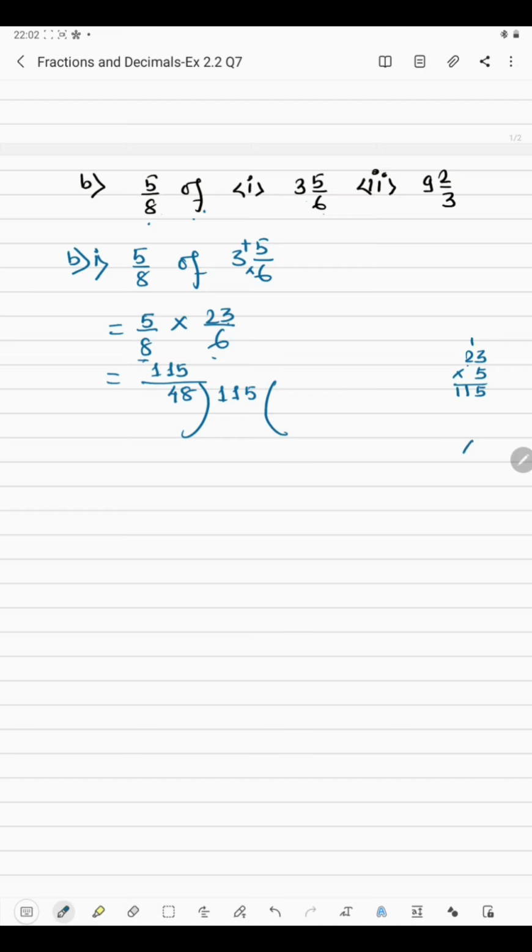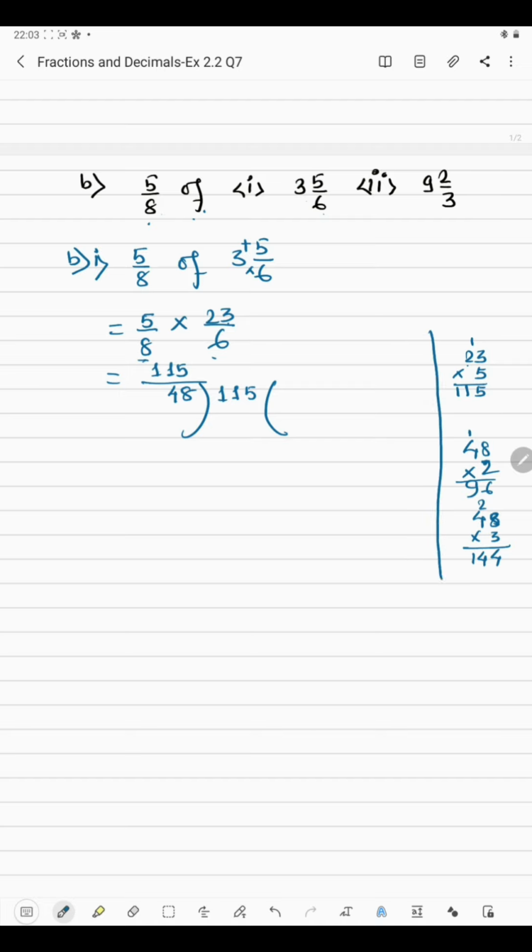So let's check here. If I take 4 2s are 8, now suppose taking 2 at first, 8 2s are 16, 6 1 carry, 4 2s are 8, 8 plus 1 is 9. Okay, now checking by 3, 48 multiplied by 3 is 3 8s are 24, 4 2 carry, so 3 4s are 12, 12 plus 2 is 14.